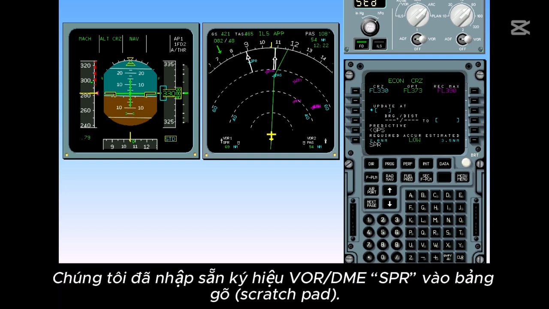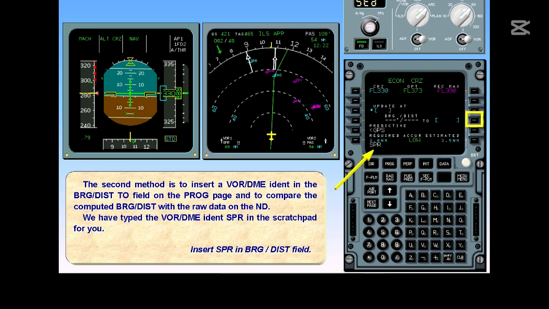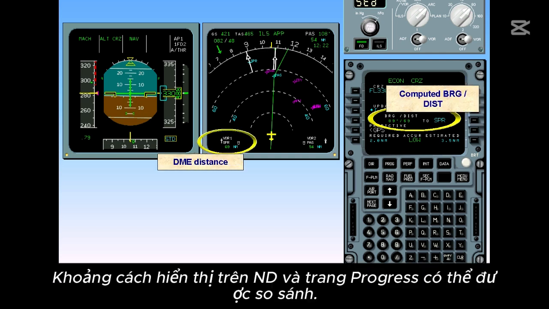We have typed the VOR DME identifier Sierra Papa Romeo in the scratch pad for you. Insert Sierra Papa Romeo in the bearing distance field. The progress page now displays the computed bearing and distance to the selected nav aid. The distances shown on the navigation display and on the progress page can be compared.